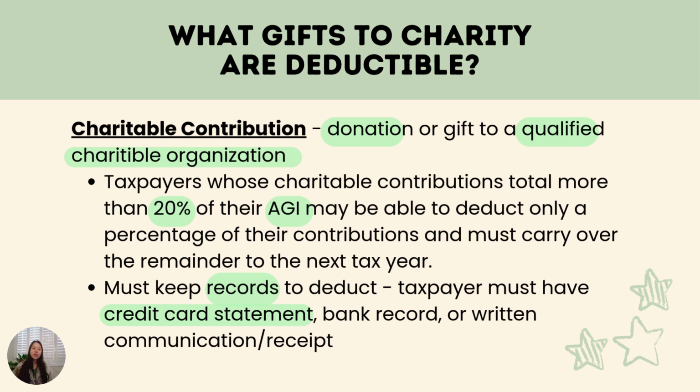Now, taxpayers whose charitable contributions total more than 20% of their AGI may deduct only that percentage of their contributions and must carry over the remainder to the next tax year. So, you can deduct any charitable contributions up to 20% of your AGI. If it goes over 20%, then that portion over 20% has to be transferred to the next year, and you can deduct it next year. Now, in order to deduct, the taxpayer must have accurate records, and these include credit card statements, bank records, or receipts that note that, yes, you actually paid this to a charitable organization.